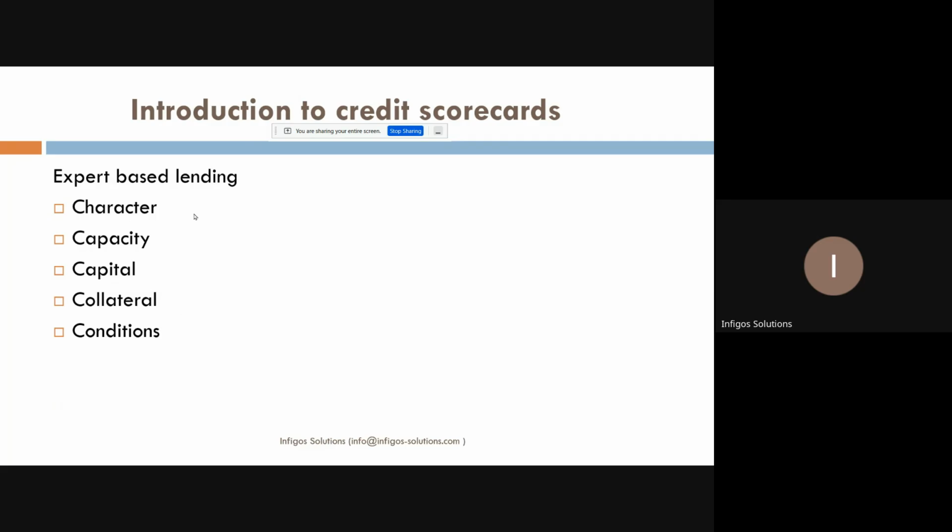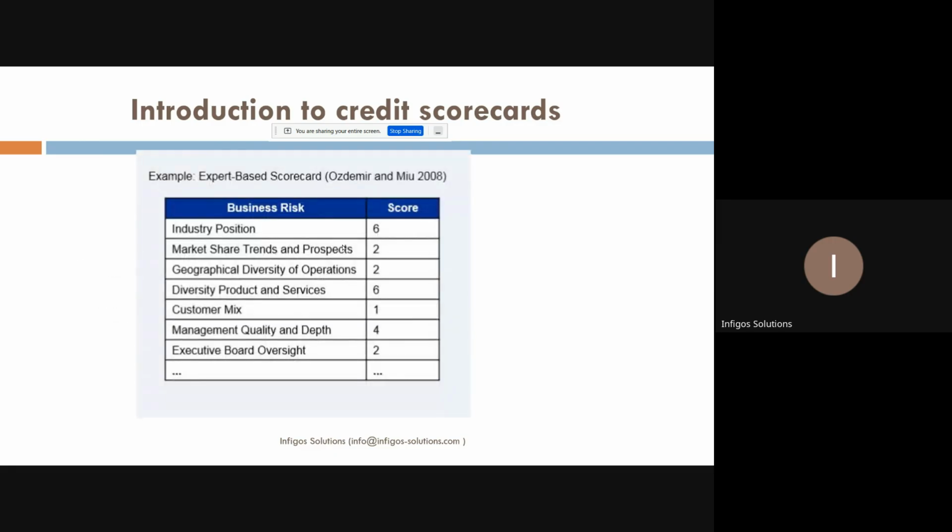In the past, there used to be expert based lending, based on the character, based on the capacity, based on the capital, how much you have, what kind of collateral you can provide, what kind of condition you can accept. They used to lend. And this went on for centuries until the typical scorecard came. This typical scorecard came with machine learning, data mining. This is how the expert based scorecard looks.